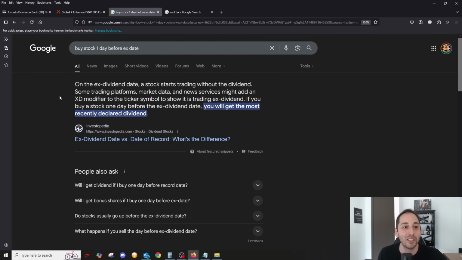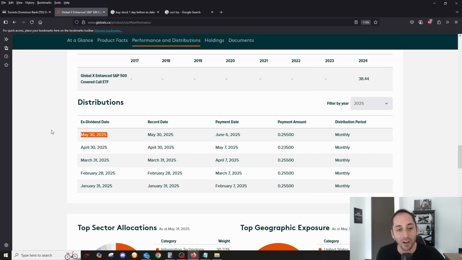You could even Google if you want, buy stock 1 day before X date. Right here, if you buy a stock 1 day before the X dividend date, you will get the most recently declared dividend. So to qualify, you cannot buy the shares on May 30th. If you buy the shares of USCL on May 30th, you will not qualify for the June 6th dividend or the payment coming on June 6th. You got to buy it 1 day before.